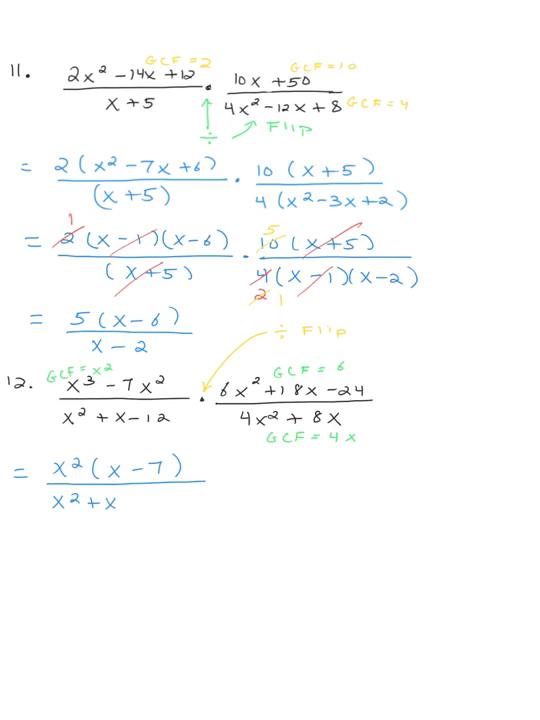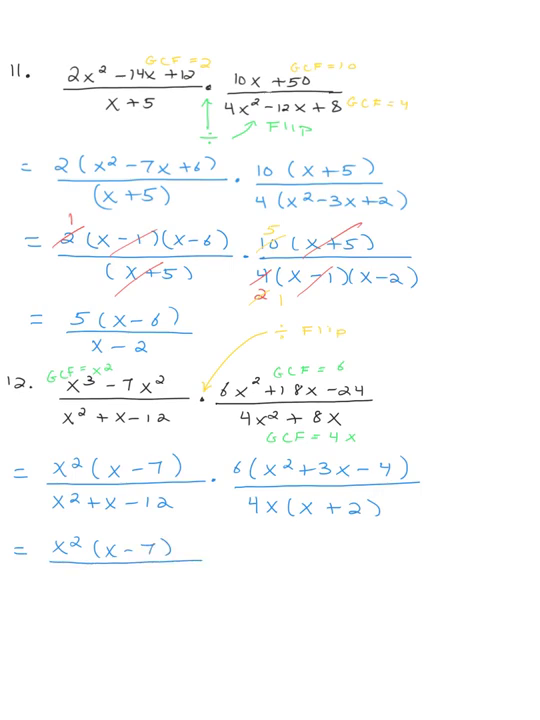There's no greatest common factor for the denominator. In the numerator of the second fraction, if I remove a 6, I'm left with x squared plus 3x minus 4. And in its denominator, if I factor out 4x, I'm left with x plus 2. I need to factor further. That's x squared times x minus 7. I can factor this denominator. It's x plus 4 and x minus 3.